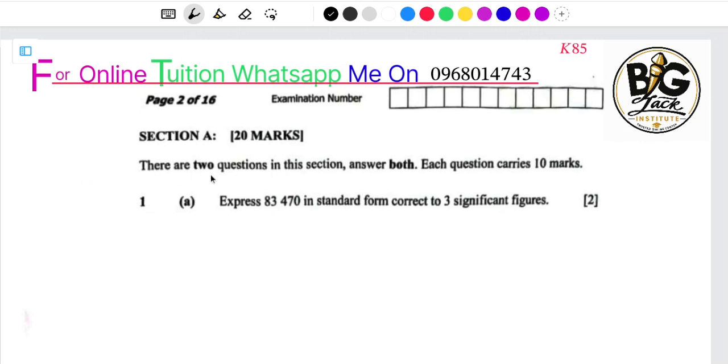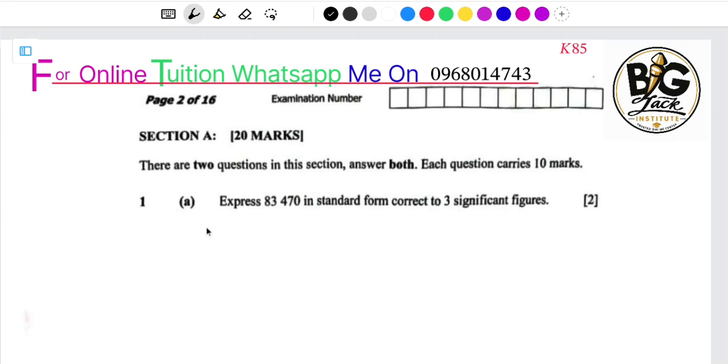So there are two questions in this section. Answer both. Each question carries 10 marks. So let's start with the first one. Question A. Express 83,470 in standard form, correct to 3 significant figures.